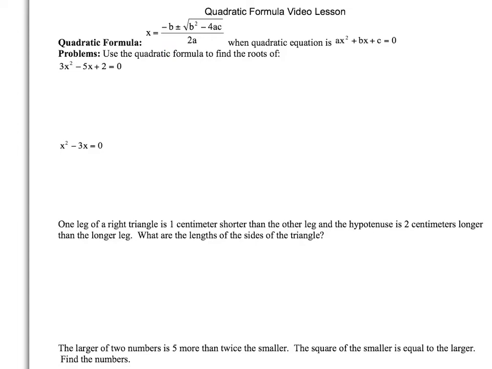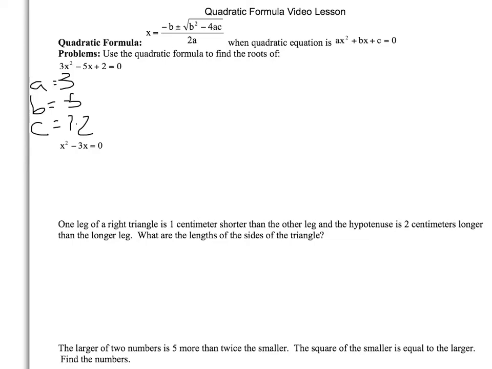For this first problem, it's set equal to 0 already. So I'm just going to list what my a, b, and c are. A is the number in front of x squared, so it's a 3. B is the number in front of x, so it's a negative 5. And c is the constant, it's a positive 2. Or you can just put a 2 there, you don't need to put positive 2.